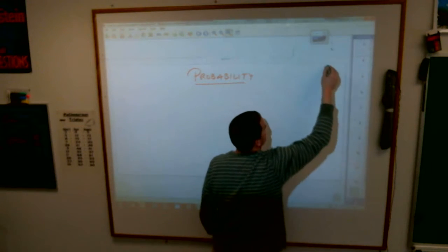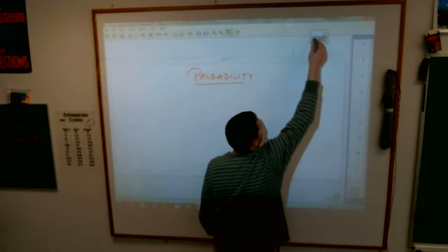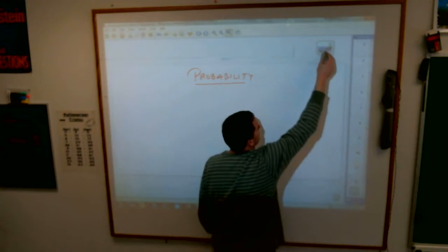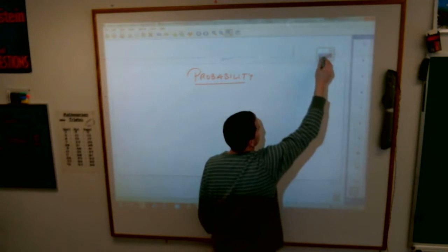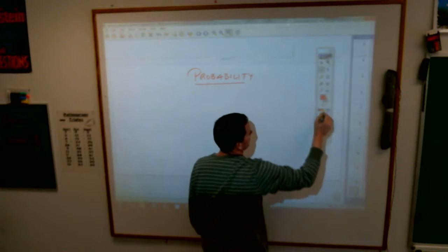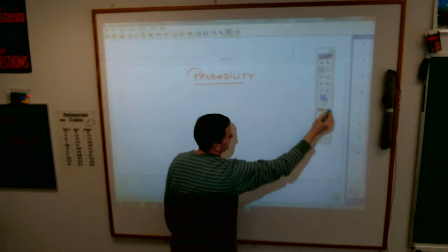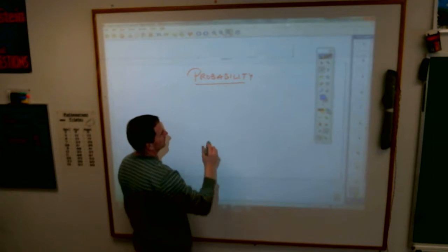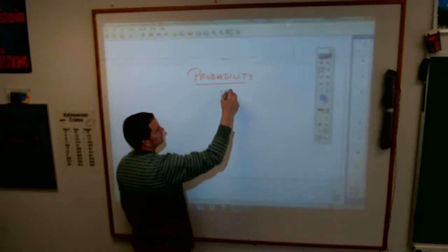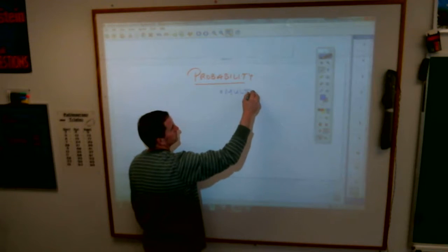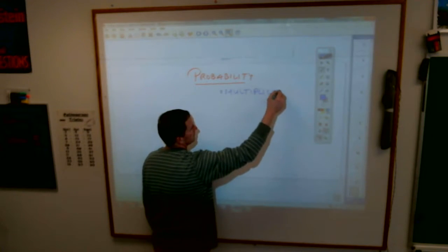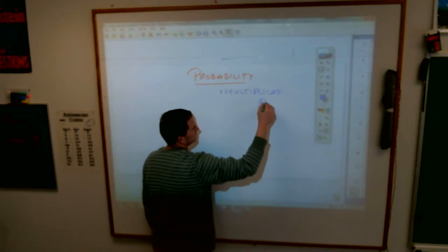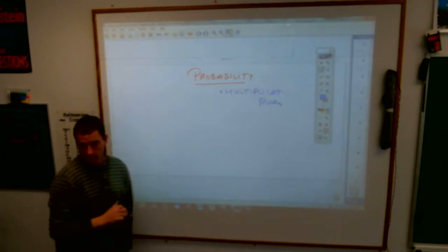And the book calls this the multiplication rule. And I'm not going to call it anything. This should be working. Multiplication rule.